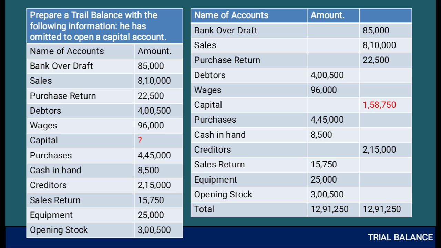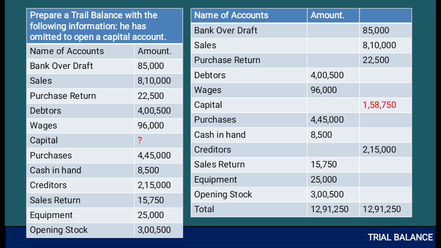So bank overdraft, liabilities, credit side. Sales, income, credit side. Purchase return, that is a kind of income, credit side. Debtors, assets, wages, assets. Capital, that is 1,58,750, that we will calculate at the last, that is a balancing figure. Okay, purchase, that is a kind of expense, debit side. Cash in hand, assets, debit side. Creditors, liabilities, credit side. Sales return, kind of expense, debit side. Equipment, that is a kind of fixed asset, debit side. Opening stock, assets, debit side.